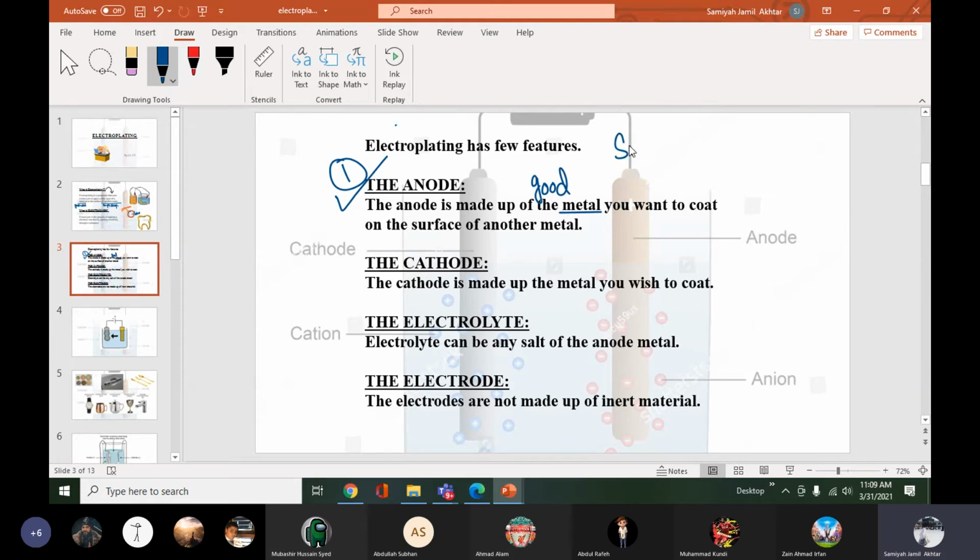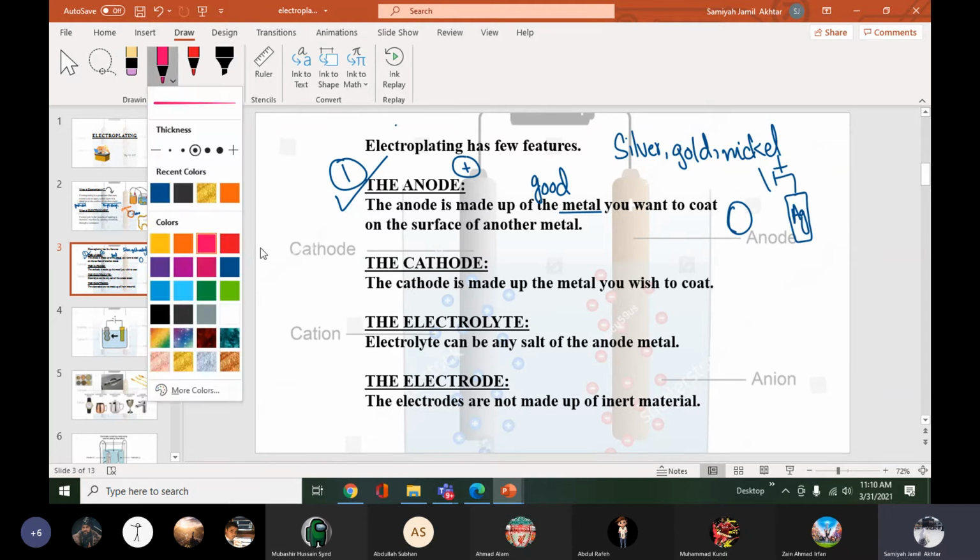For example, if you coat anything with silver, gold, nickel or chromium, then these things are made anode. These things will be given a positive charge. If you want to cover a coin with silver, you will take a pure silver bar and connect it with the positive terminal of the battery, making it the anode. So this is the anode, the material which you want to coat.